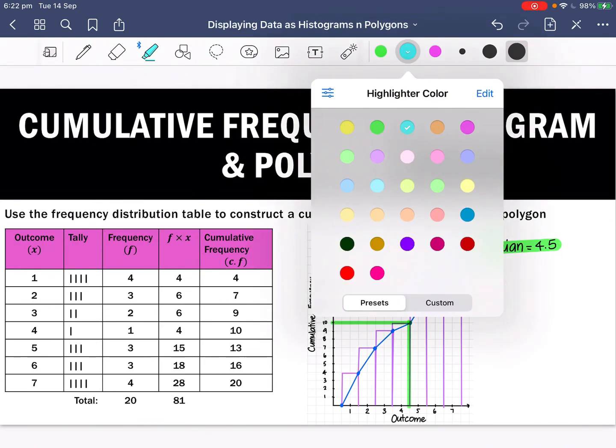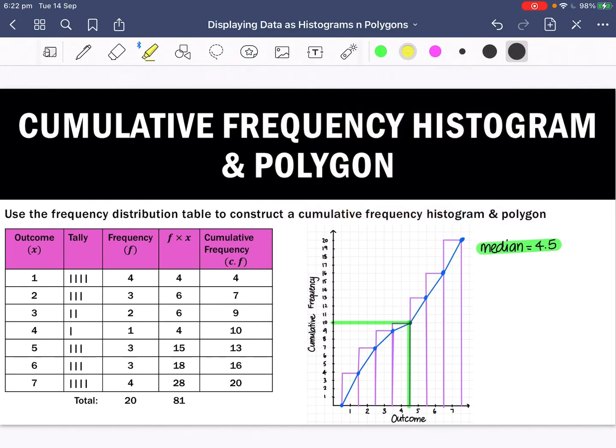Now, if I was to look at my quartiles, I'm just trying to think of a color, yellow. So my Q1 looks like this. Q1 is half of my first lot of scores. So half of 10 is 5. So I go across at 5. So we're breaking this into quarters and down. And wherever it hits my polygon is what my Q1 equals. So that goes down and hits in the column of 2. So my Q1 is equal to 2.